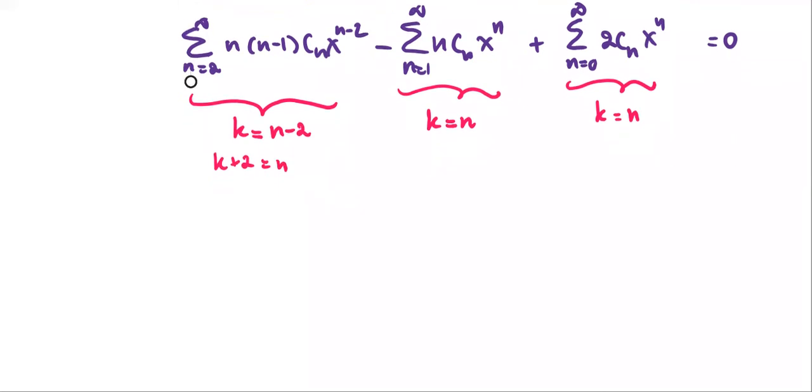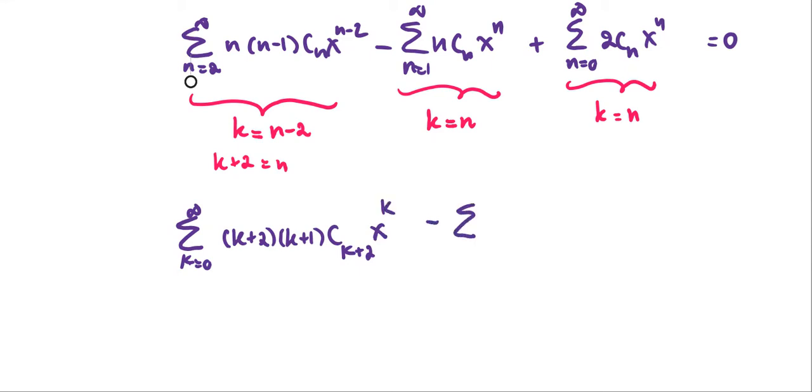The first summation now becomes the summation with k starting from 0 to infinity. n is k plus 2, n minus 1 is k plus 1, and cn now becomes c subscript k plus 2, times x to the power k. The second term remains the same, just change from n to k, as well as the last term.